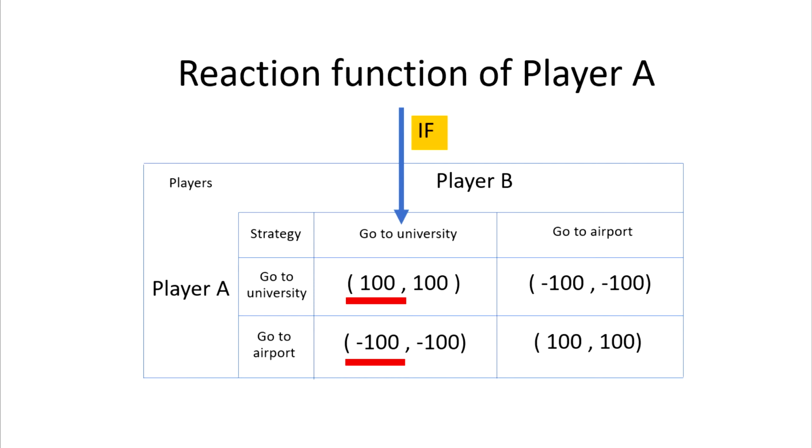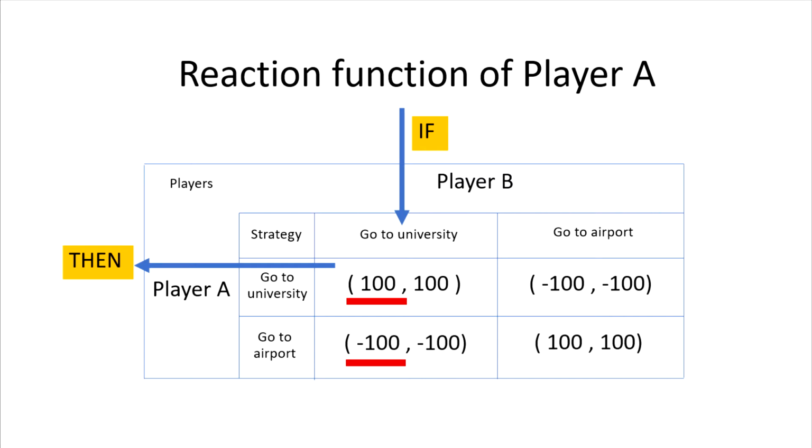If player A goes to university too, they are both happy and player A will get 100 utils. But if player A goes to the airport, they miss meeting each other and then player A will get minus 100 utils. So what is better between 100 and minus 100? You see that 100 is better. Therefore, if player B goes to university, then player A will go to university too. This is the reaction function of player A.